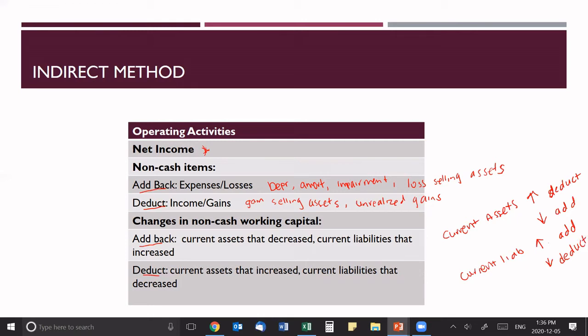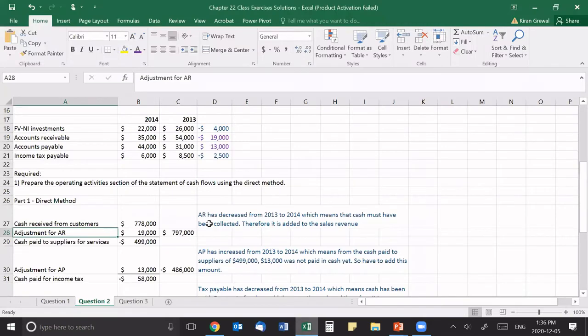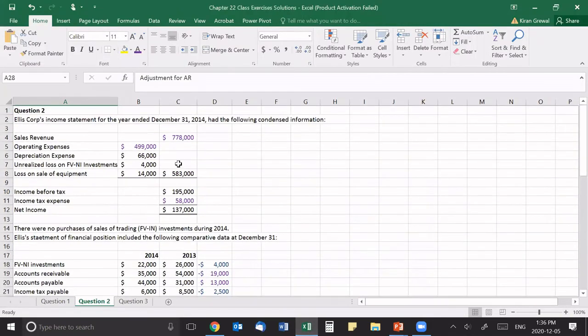All right, so let's try to do that. Let's go back to our question 2, part B. We'll try to do that, and then we can do question 3 as well. If we go back to our question 2, we're going to try to do this again using the indirect method. So pause this video, attempt the indirect method for the operating section, and then you can unpause to listen to the take up.